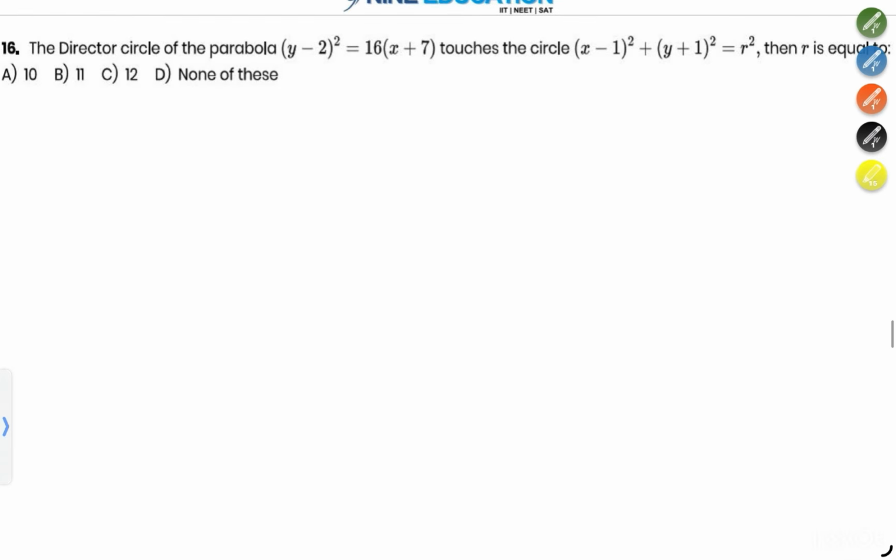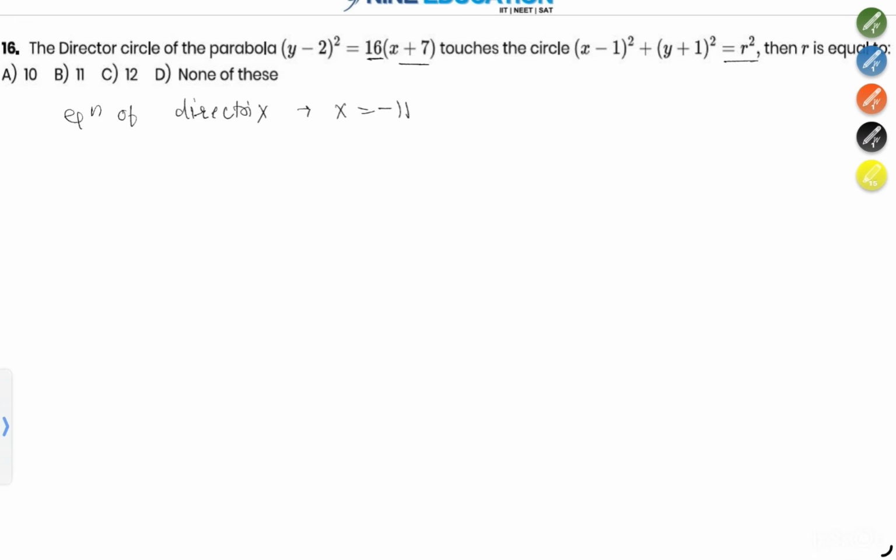Question number 16. They have given the director circle regarding this touches the circle, this one, then the value of r. As we know, the director circle regarding a parabola is the directrix itself. So the equation of the directrix is going to be x equal to minus 11, because the point is minus 7 comma 2, that is the vertex that we have, and the focus value a is 4, so it is going to go behind 4 units, so we get minus 11.